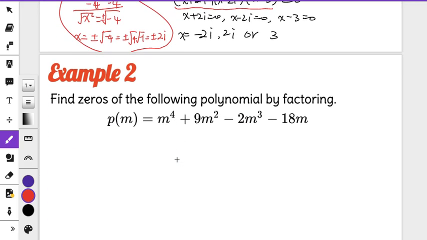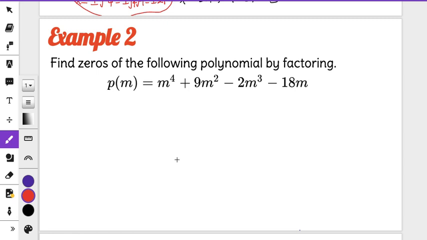Okay, let's check another example. This one, again, we have 4 terms here, so I'm going to separate that as 2 groups. The first one is the first group, and the second one is the second group. And do not forget, we are solving this as equal to 0. So do not forget, for each part we use GCF.